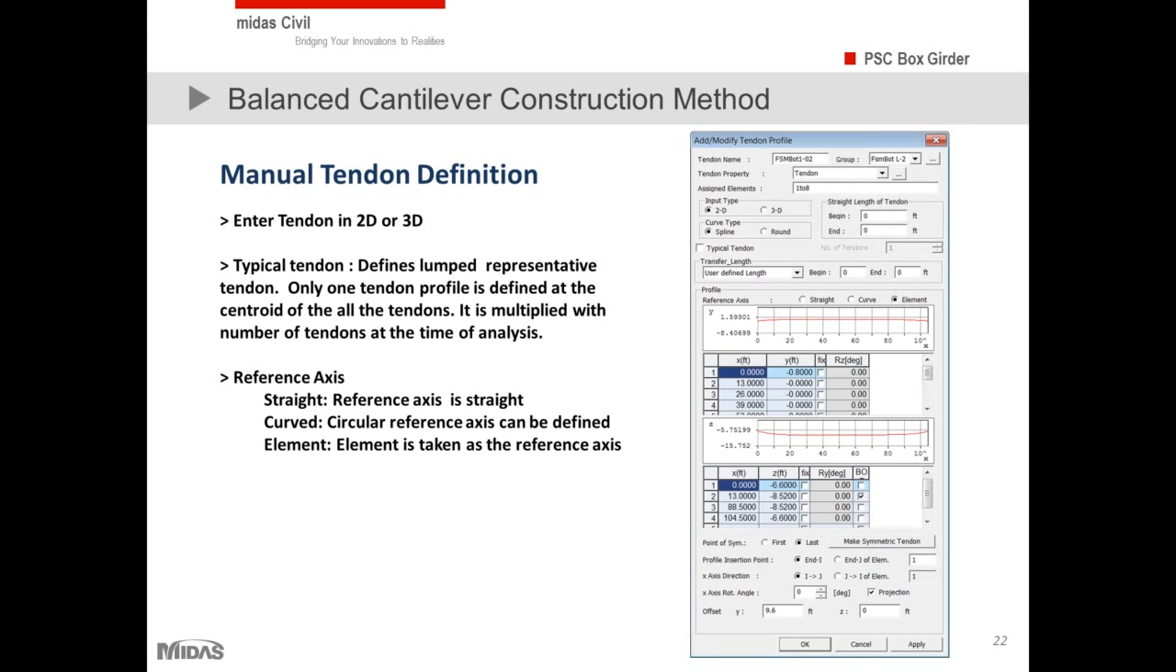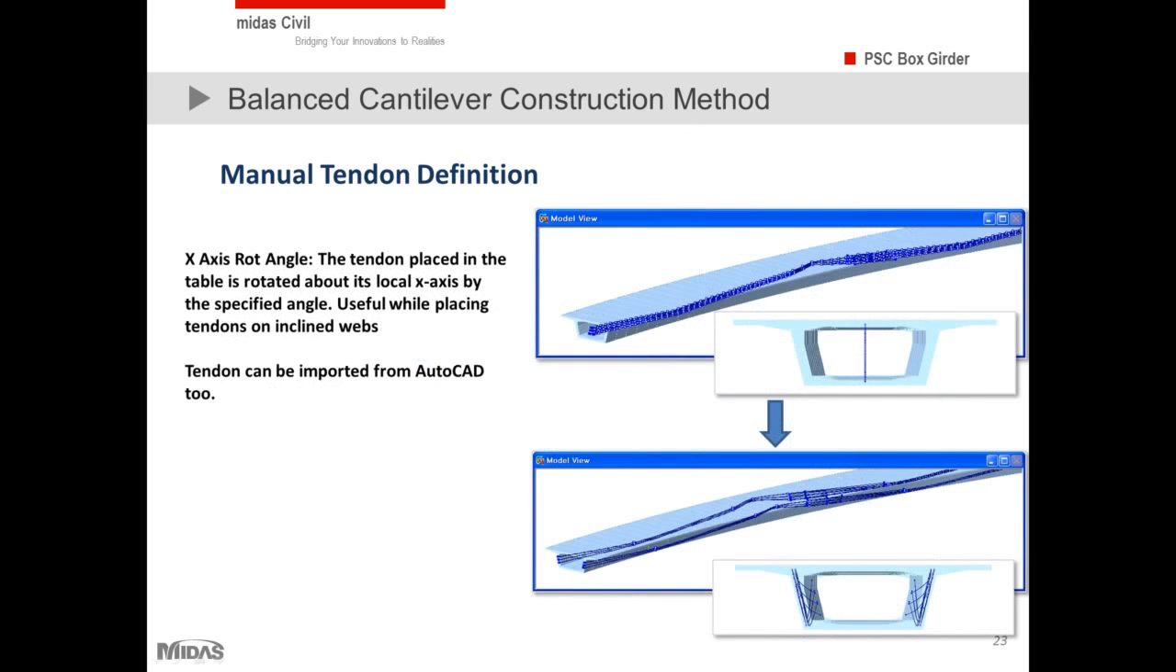So this is how you can use the tendon definition function of MIDAS Civil to define the tendons, and it's pretty easy. If you are working with a reverse S-curve bridge, also you can use these types of reference axes to define the tendons easily. Now some of you might be wondering how to define the tendons in inclined webs, which is one of the most difficult tasks when you are defining the tendons for these types of bridges.